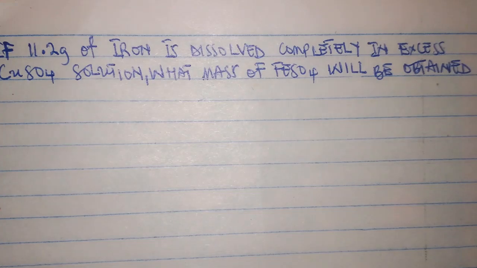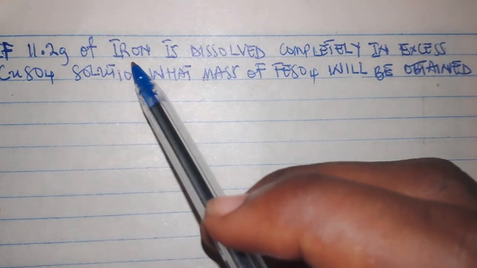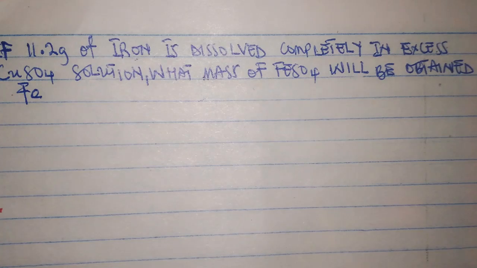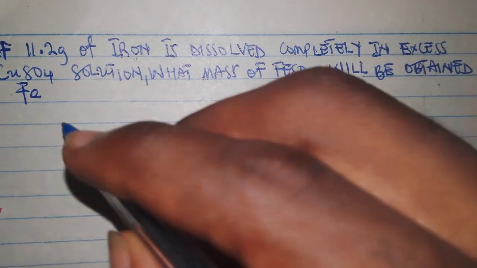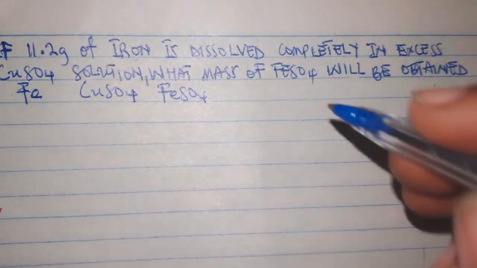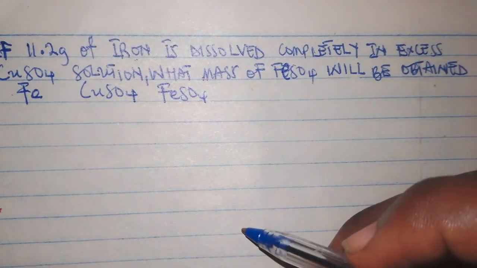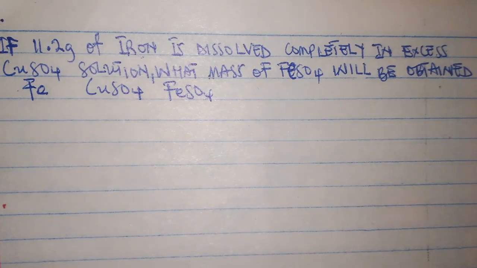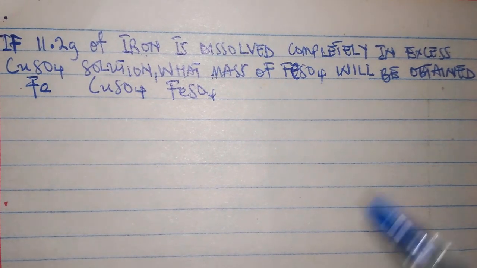But to solve this, you have to know certain things. One, you have to know the mass of iron off-head, that is Fe. You also have to know the mass of copper(II) sulfate and the mass of iron(II) sulfate off-head. You have to know all these masses off-head. Then solving is actually very fast. So if you don't know them, start chewing them.